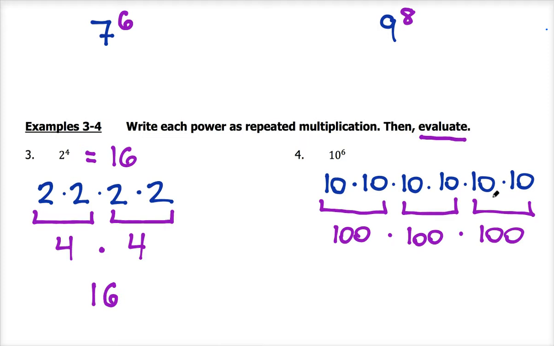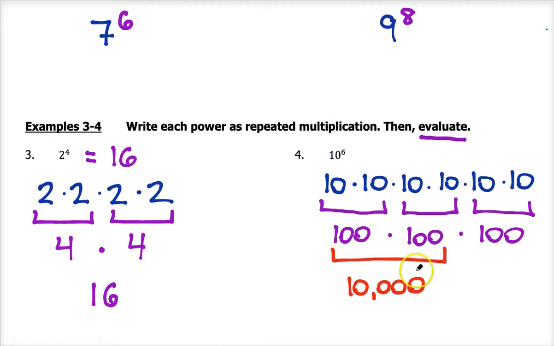Now, if you know the trick for multiplying by 10s or by 100s, you know that you can just count the number of zeros. So 10 times 10, there are two zeros involved in that multiplication problem. That gives you a 100, which also has two zeros. 100 times 100, right here, count the number of zeros. 1, 2, 3, 4. That's actually going to give us 10,000.